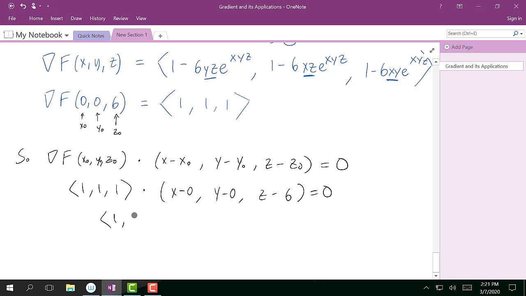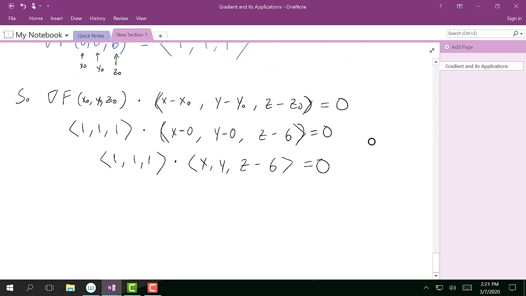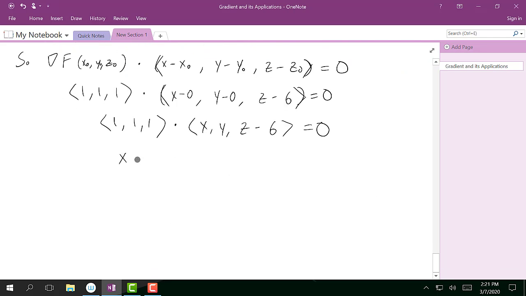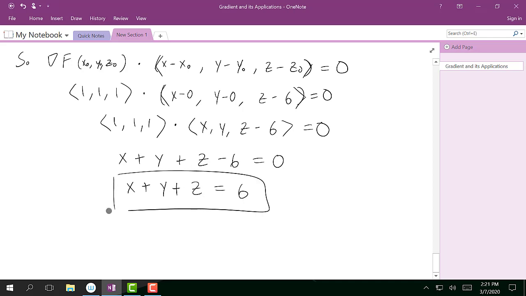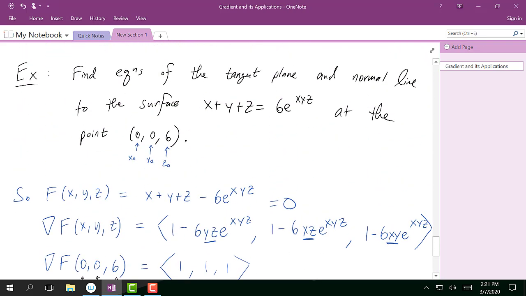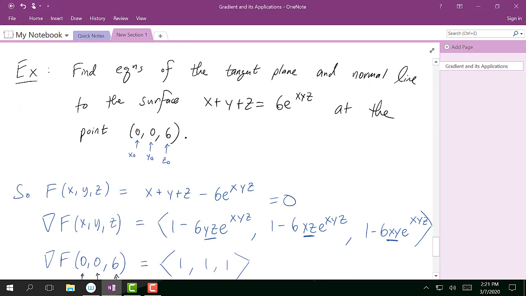So we take the dot product of (1, 1, 1) — I should have been writing these as vectors all along, so we're going to do that now — dotted with (x, y, z minus 6), which should give us 0. And so we get x plus y plus z minus 6 equals 0. So x plus y plus z equals 6. This is the equation of the tangent plane to the surface at this point.